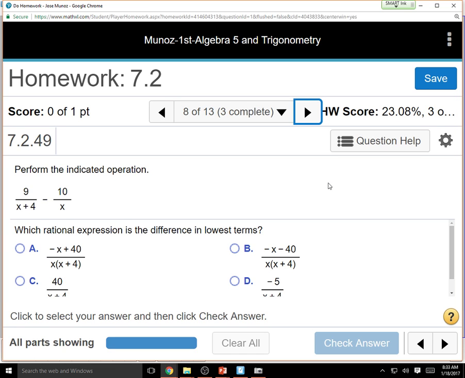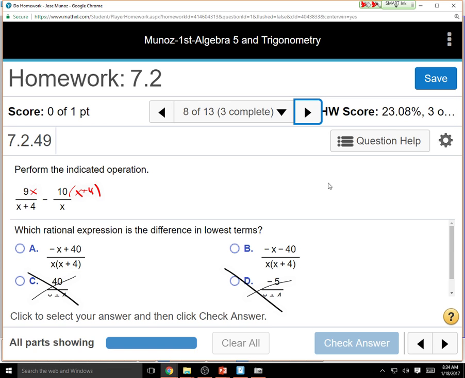For this one, perform the indicated operation. Is this x? I guess they are the same. But is this number the same as that number? No. So in my denominator, I need to have x and x plus 4. So it can't be C, and it can't be D. When they're this simple, you can just see what's going to happen, right? This didn't have the x, so it becomes 9x. And this didn't have the x plus 4, so that's going to become 10 times x plus 4.